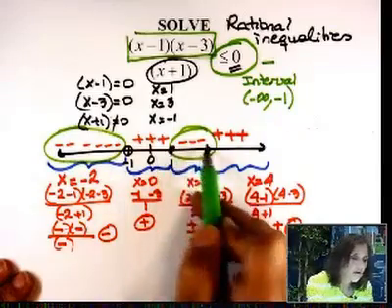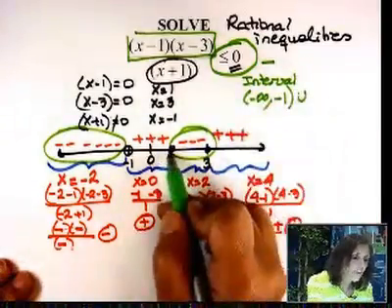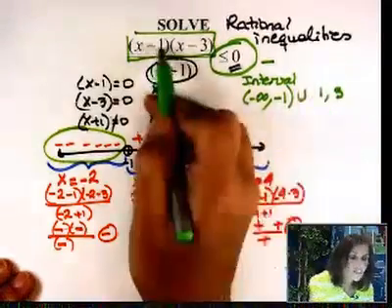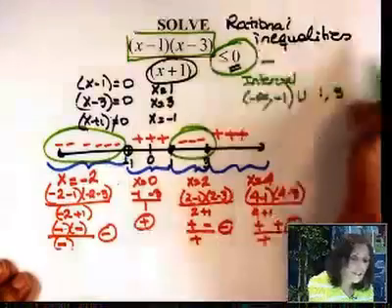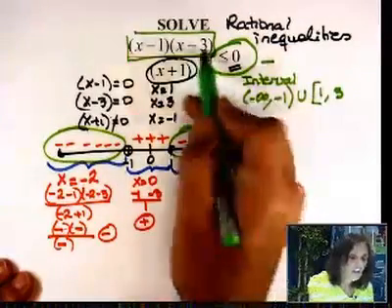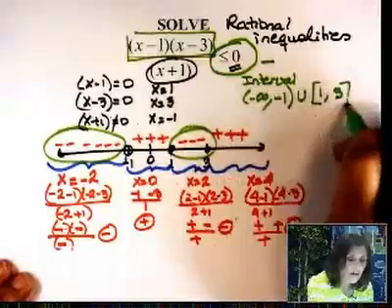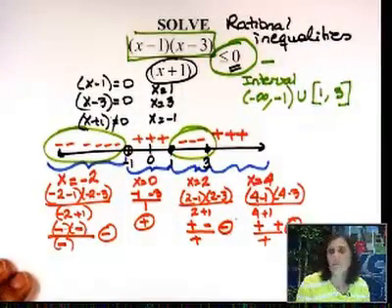Now I'm going to go to here, union. I go 1 to 3. Now, do I want 1? It's in the numerator, and I have equal. Yes, I do. 3, do I want 3? Yes, I do, because it's in the numerator as well. Here's my interval notation.